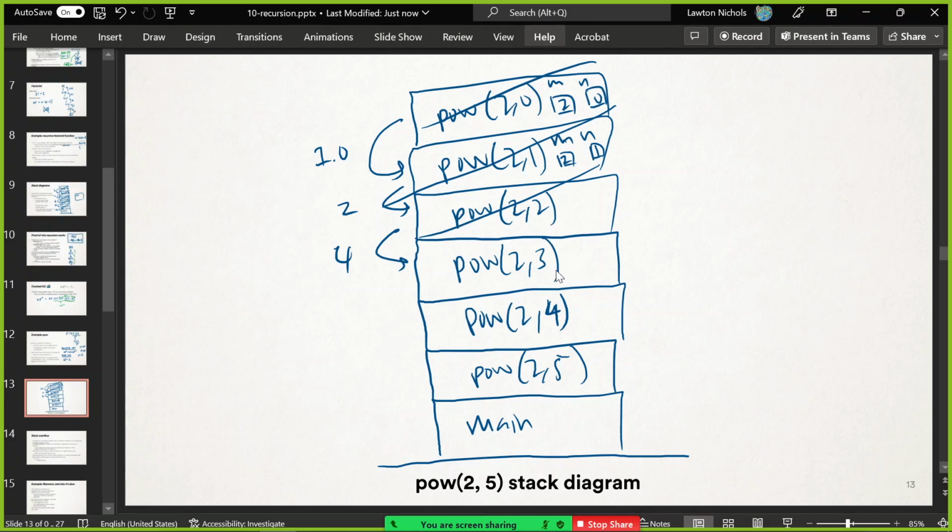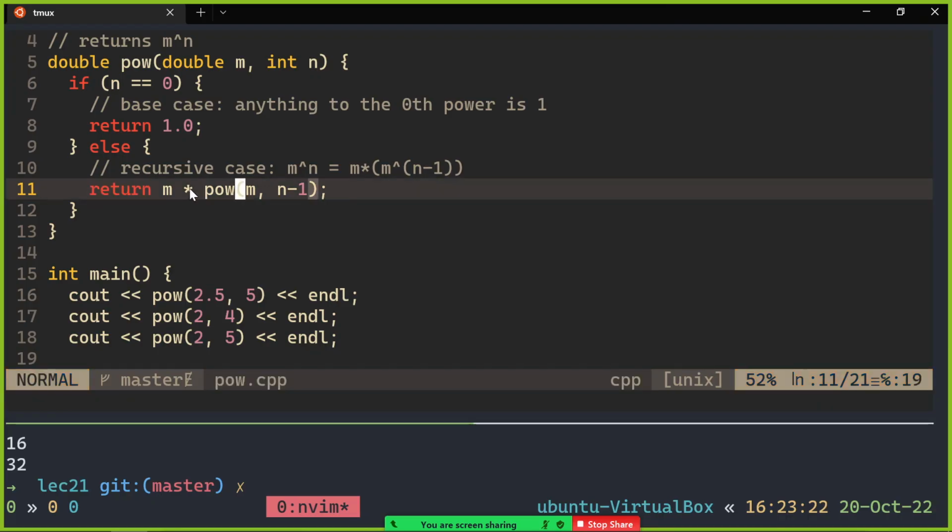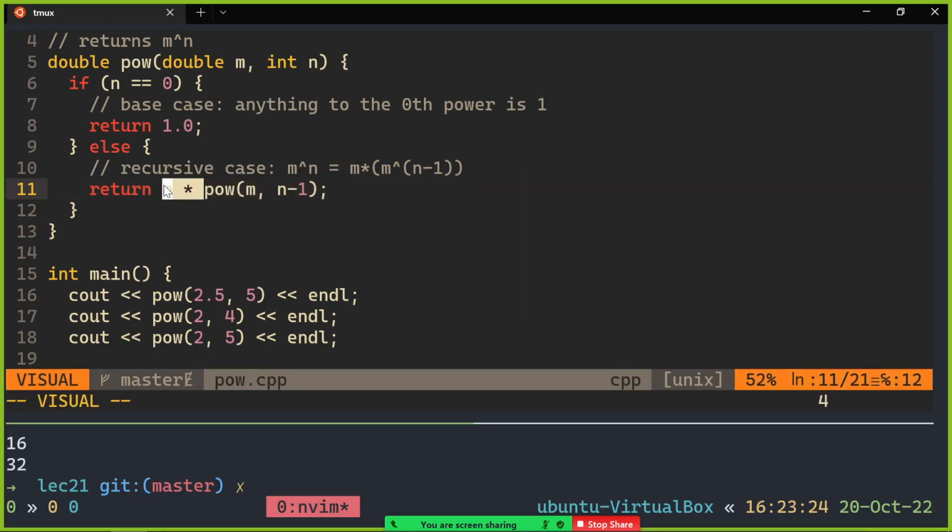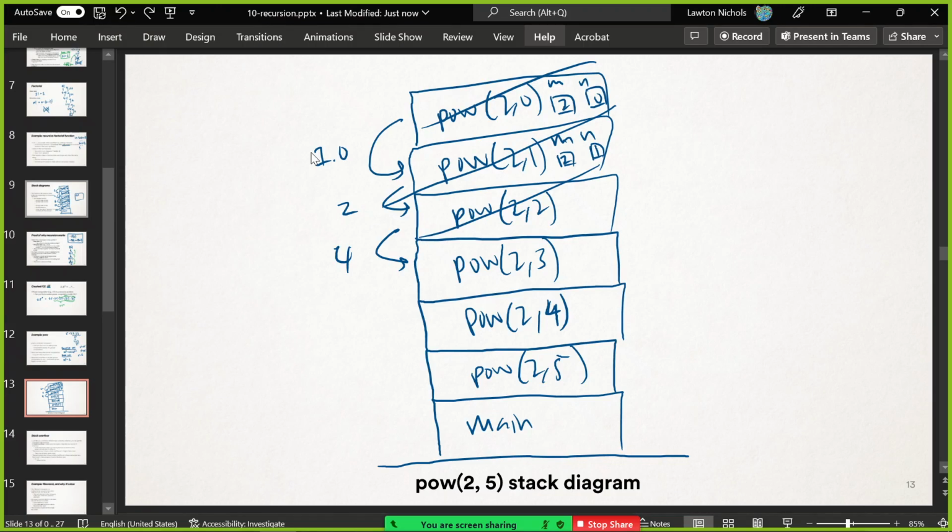So POW of 2, 3 has now gotten back an answer from POW of 2, 2. It was waiting on that. It can multiply its 2 by that and give back its final answer. 2 times 4 is 8. Now POW of 2, 3 is done. It's correctly computed 2 to the 3rd power.